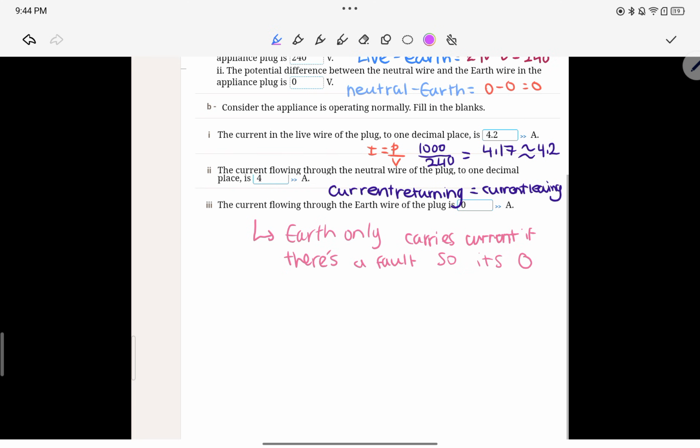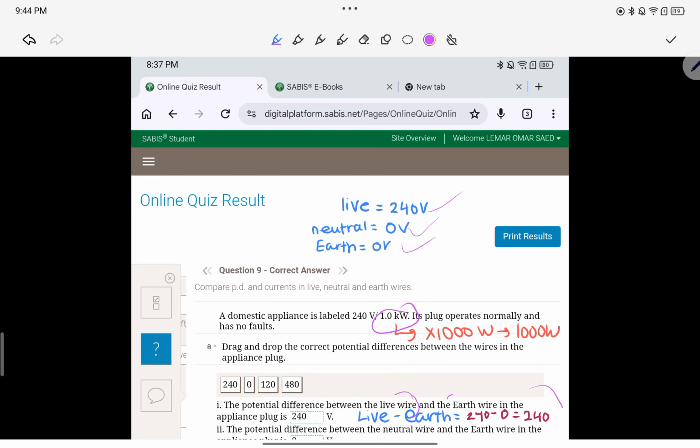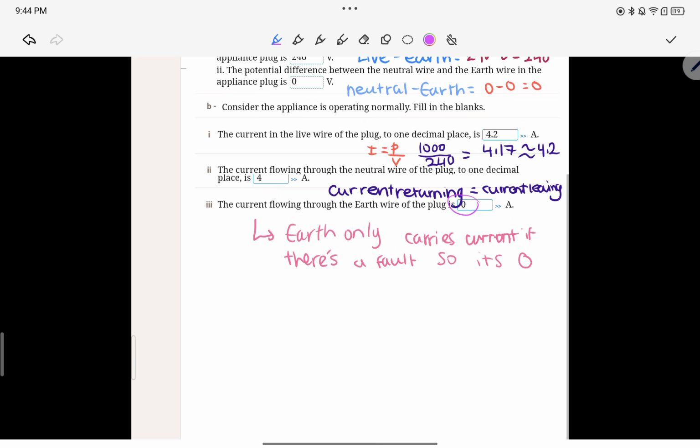And then here it's 0 because Earth only carries current if there's a fault. But we don't have a fault here, so it's gonna be 0.